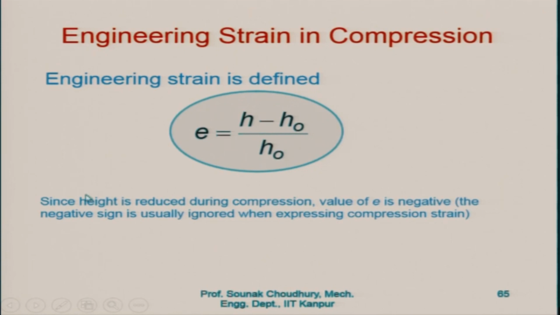Since height is reduced during compression, the value of e is negative. The negative sign is usually ignored when expressing compression strain. By negative, we mean that the height is reduced, but it is not written here. When you get the value, it will be negative, and that means it is compression. That is what it means.